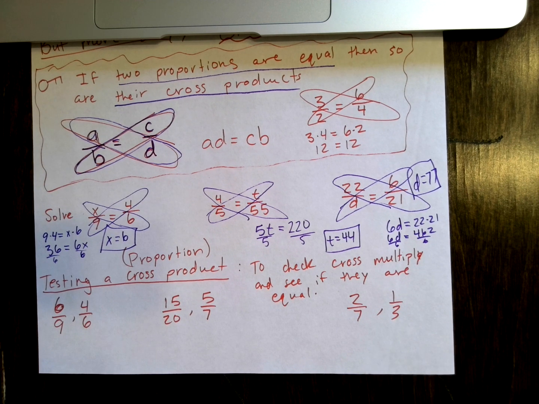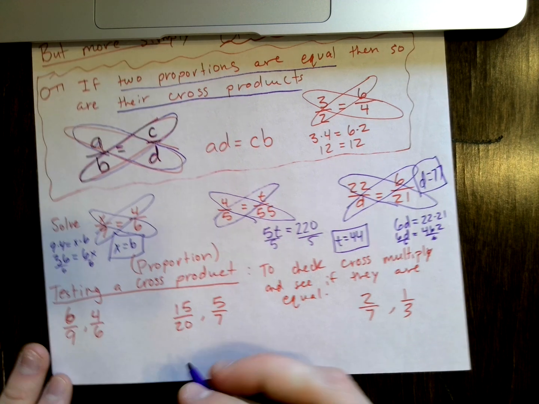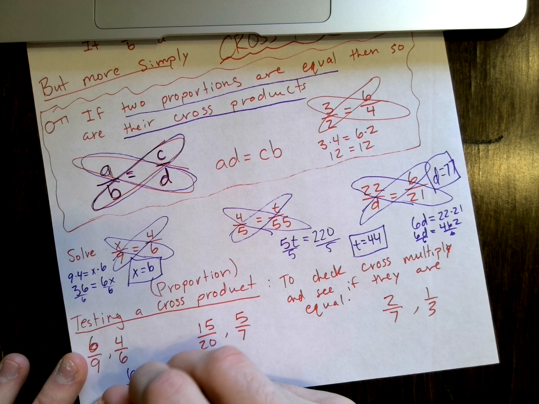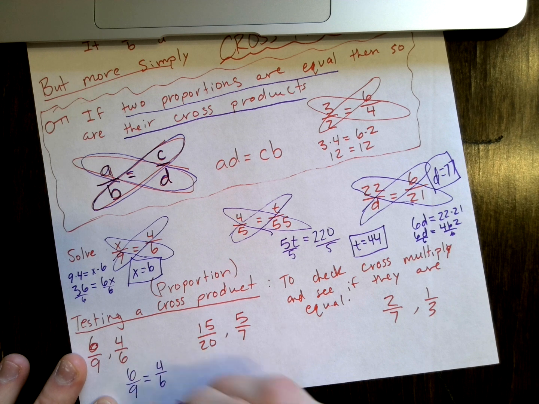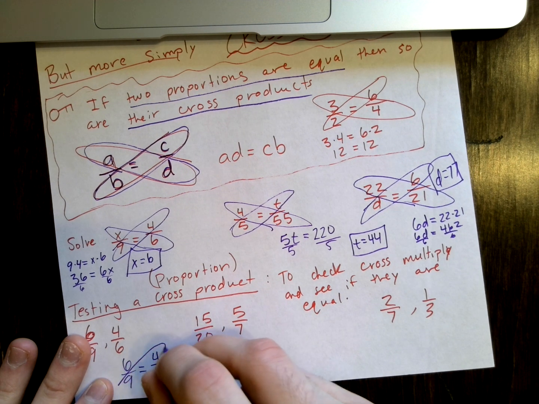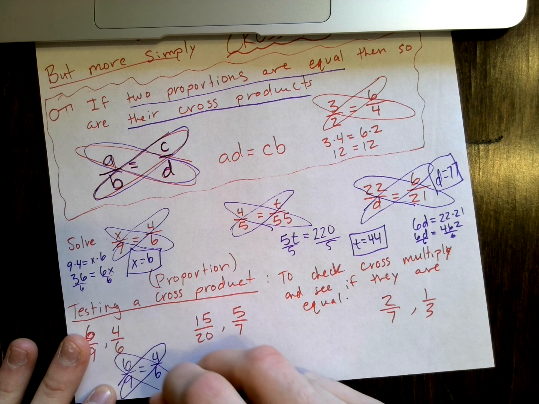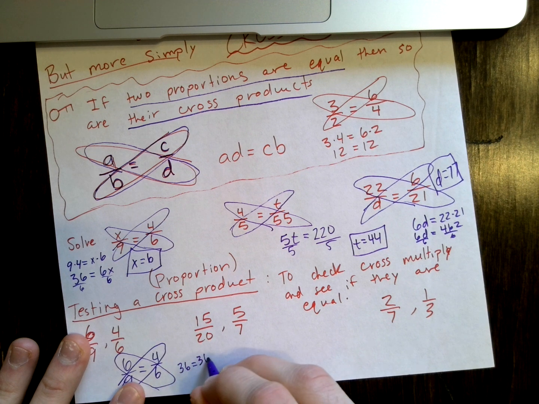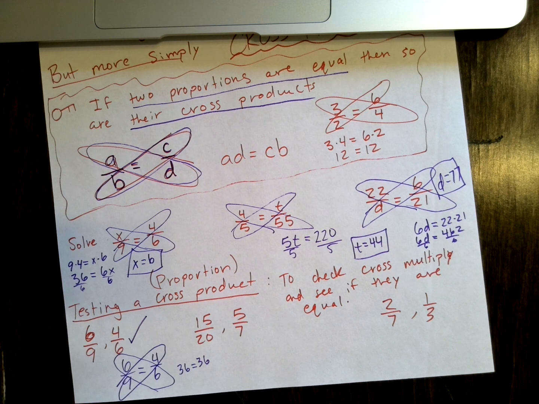We can also test if two fractions are equal by doing this same thing. We're going to set them equal to each other and see if they would multiply to be the same. So what we're going to do right here is take 6 over 9 and set that equal to 4 over 6. Now all we have to do is cross multiply. 9 times 4 is 36. And my other side, 6 times 6 is 36. So these are equal. Checks out.